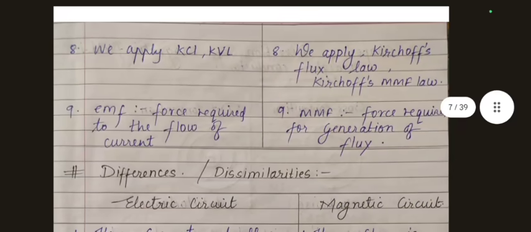Now the 8th: in electric circuit we apply KCL and KVL, Kirchhoff's current law and Kirchhoff's voltage law, remember. Then in the 8th point in magnetic circuit, we apply Kirchhoff's flux law. Remember, current corresponds to flux in magnetic circuit and voltage corresponds to MMF in magnetic circuit. So here we apply Kirchhoff's flux law and Kirchhoff's MMF law. Then the 9th point, define EMF and MMF. What is EMF? Force required for the flow of current, and MMF is force required for generation of flux.